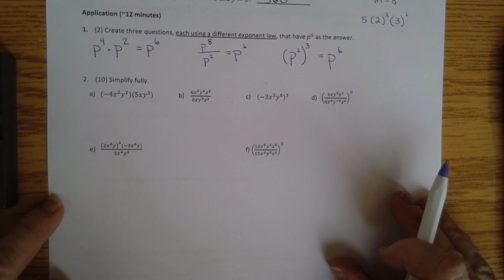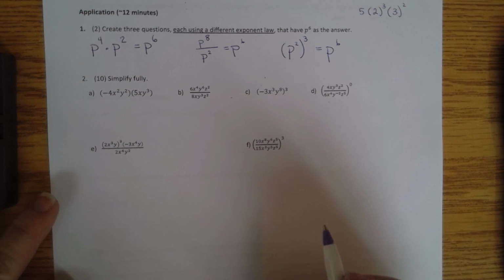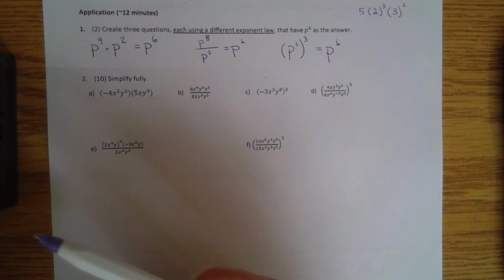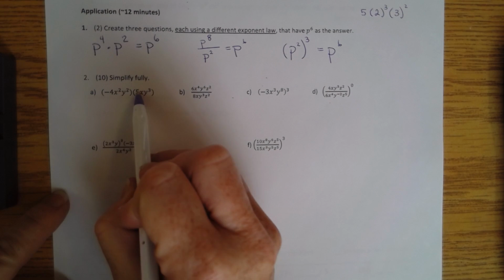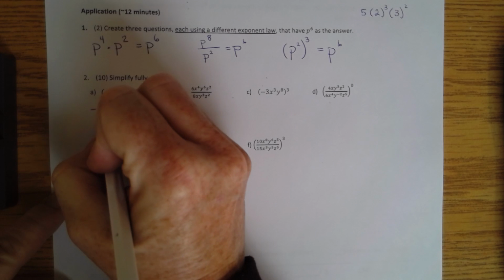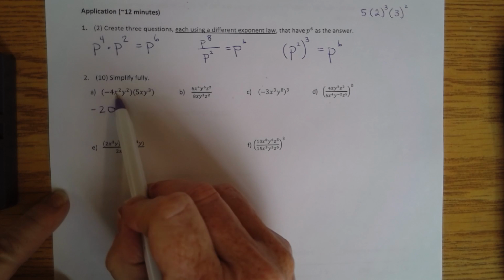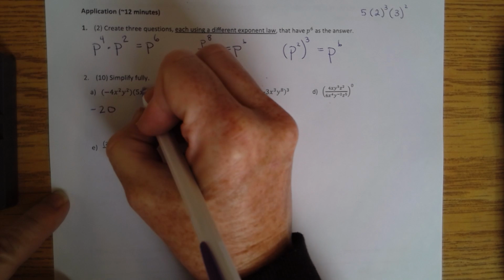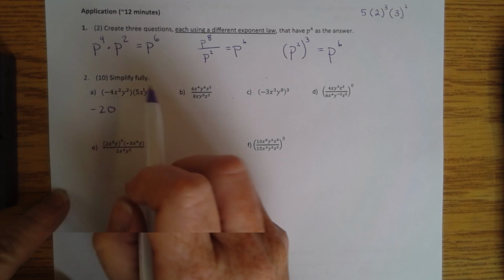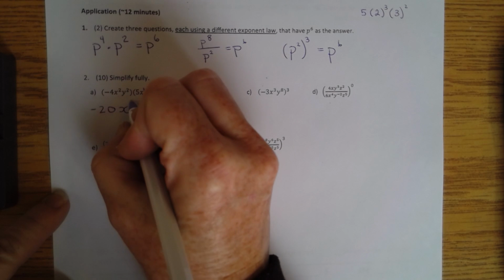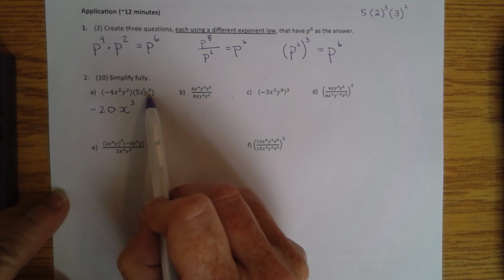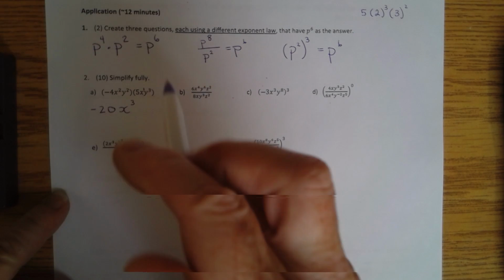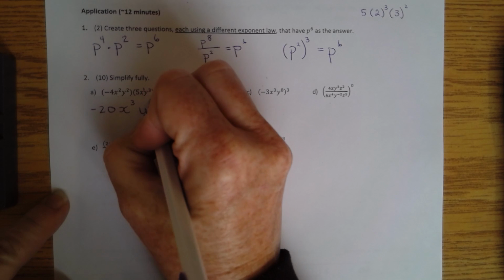So simplifying. To simplify fully, we need to apply our laws. So first we multiply our numbers together. Negative 4 times 5 is negative 20. And then x squared times x, well, there's an imaginary 1 there, so we add the exponents, 2 plus 1 is 3, so we get x cubed. And then y squared times y cubed, again, we add the exponents. 2 plus 3 is 5, so we get y to the 5th.